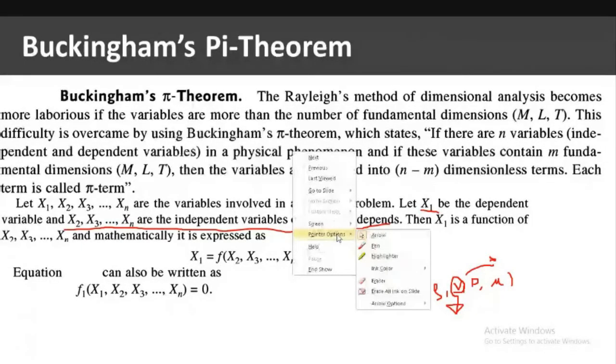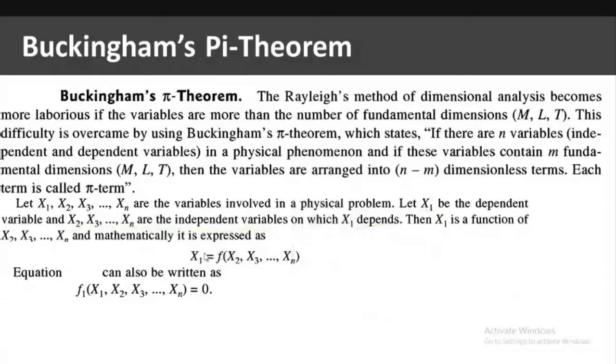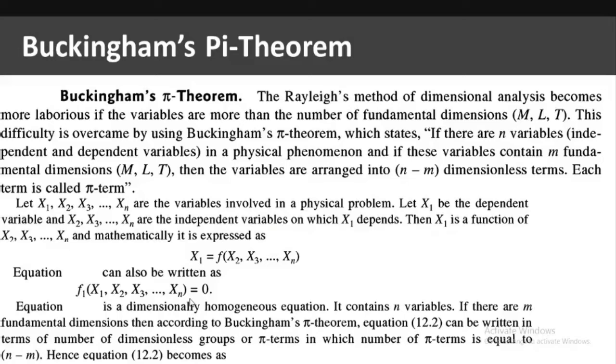So we can write that all of these together form a new function, and it will be equal to 0. We can write this new function f1 of x1, x2, x3 and so on as 0. Here the equation is a dimensionally homogeneous equation.